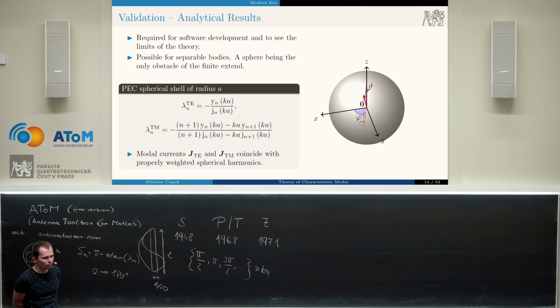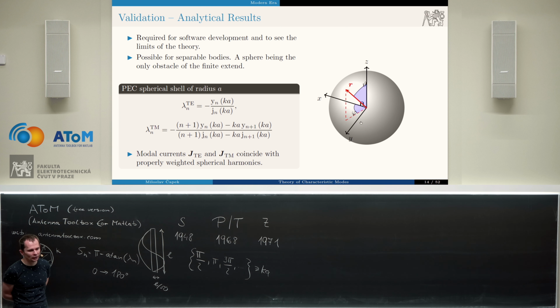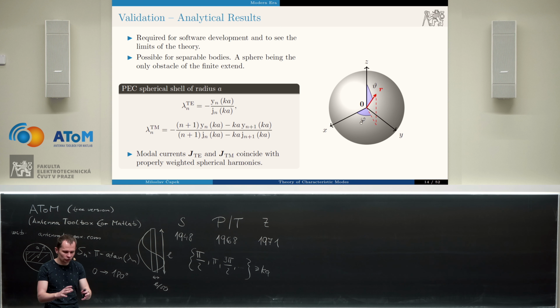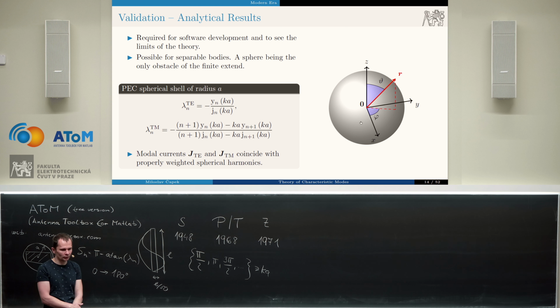But this will not give you the perfect validation, because results there were also, for sure, calculated numerically. So better is maybe to focus on some structure for which we know results analytically. And unfortunately, for a characteristic mode decomposition, there is only one obstacle of finite extent for which we can evaluate everything completely analytically. And this structure is a spherical shell for surface formulations, or a sphere for volumetric problems.